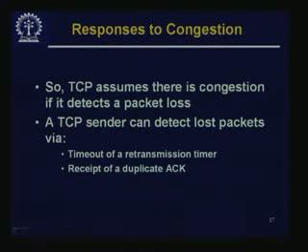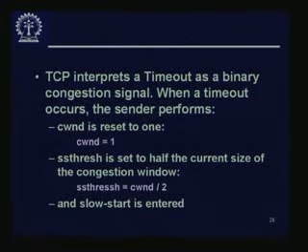Now, there are different ways to respond to this congestion. One is that TCP interprets a timeout as a binary congestion signal, which means that there is congestion as soon as there is a timeout. So, the sender performs the following: CWND is now reset to 1. So, it once again becomes very conservative. SS thresh is set to half the current size of the congestion window. So, whatever be the CWND value before resetting it to 1, you divide that by 2 and make that the new threshold, and slow start is entered. So, you enter slow start again.